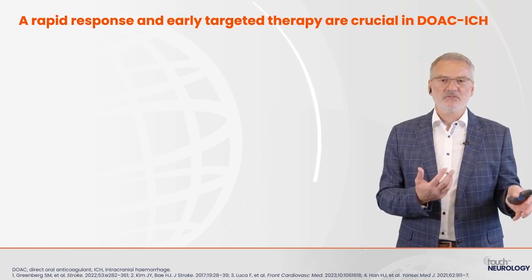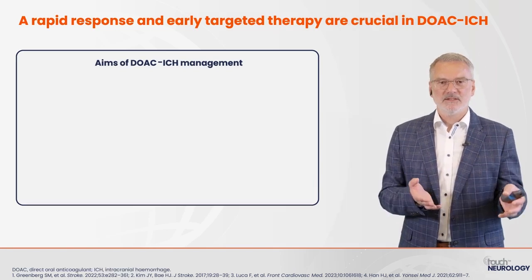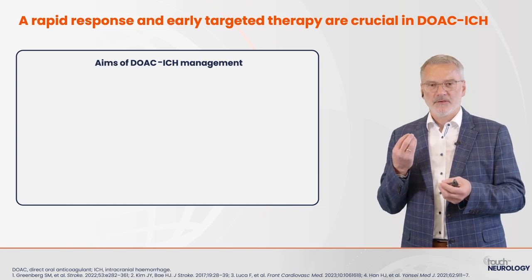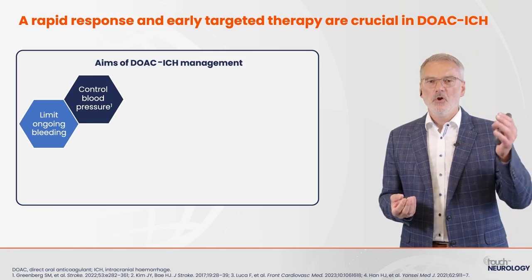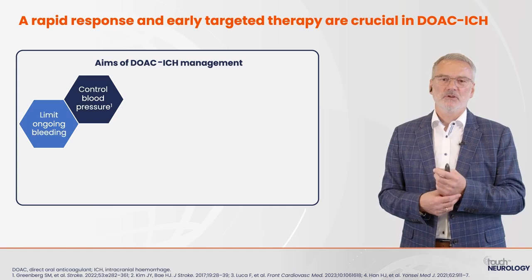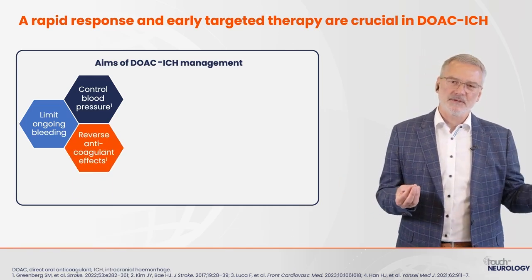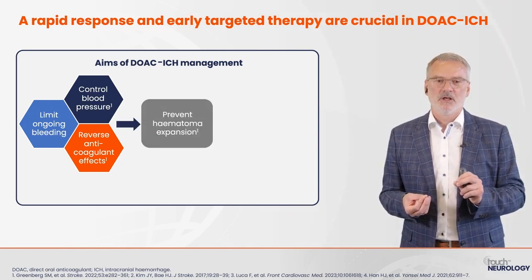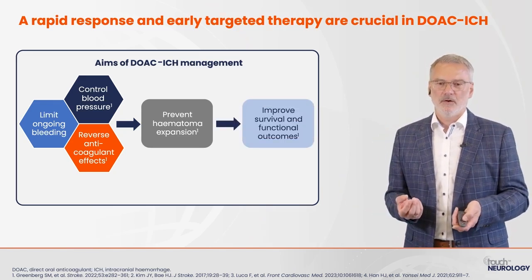As the CT scan will demonstrate in our patient a hemorrhagic stroke, and the lab test will identify a relevant blood level of the DOAC, we have certain things that we need to do rapidly. Control of blood pressure. Lowering the blood pressure means decreasing the progression of the hemorrhage. Reversing the anticoagulant effect is on the drug side, the management that hopefully will prevent hematoma expansion. And both factors together hopefully will improve survival and functional outcome of our patients.